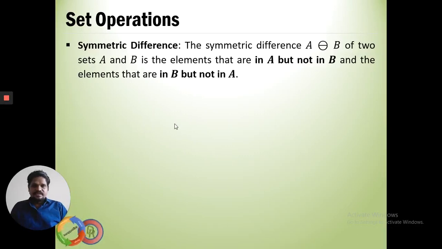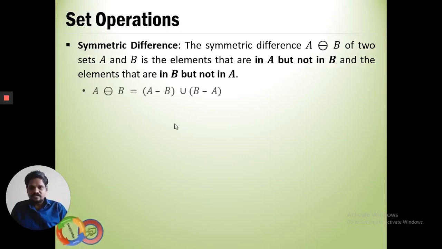Symmetric difference. It is the elements in A but not in B, and the elements in B but not in A. In the previous operation we have seen A minus B. So you do A minus B, then you get A but not in B. Then you do B minus A, then you get B but not in A, and do the union of it. Okay, it is easy to handle that with values as I talk.